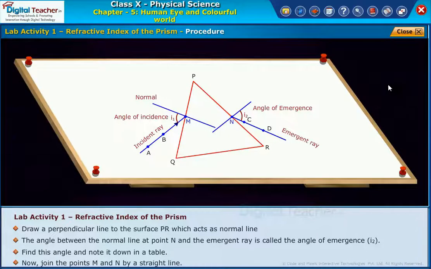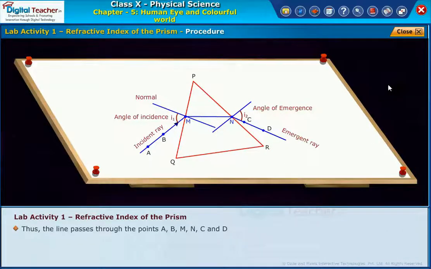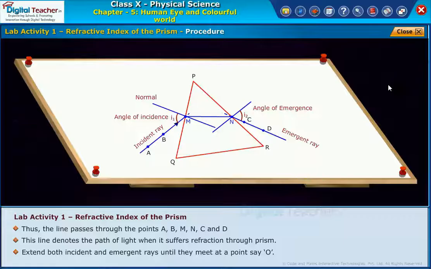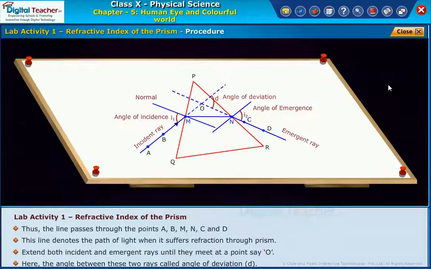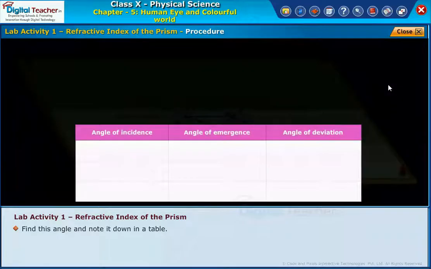Now join the points M and N by a straight line. Thus, the line passes through the points A, B, M, N, C and D. This line denotes the path of light when it suffers refraction through the prism. Extend both the incident and emergent rays until they meet at a point, say O. Here the angle between these two rays is called the angle of deviation, D. Find this angle and note it down in a table.